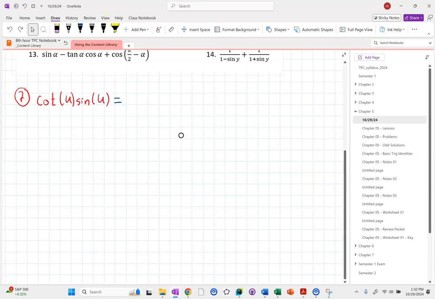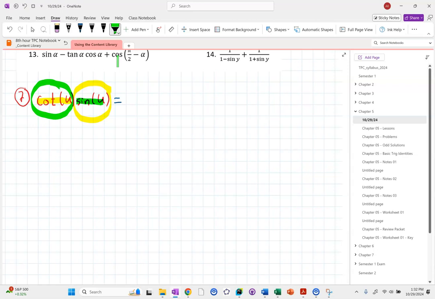Reciprocal? So you might, sure. So what I'm going to be looking for is a way where can I find an identity that I can turn cotangent into something that has a sine in it? Or can I take sine and turn it into something with a cotangent in it? So I'm looking to do one or the other. So if I look at my identities, do we see a cotangent identity that has a sine in it?